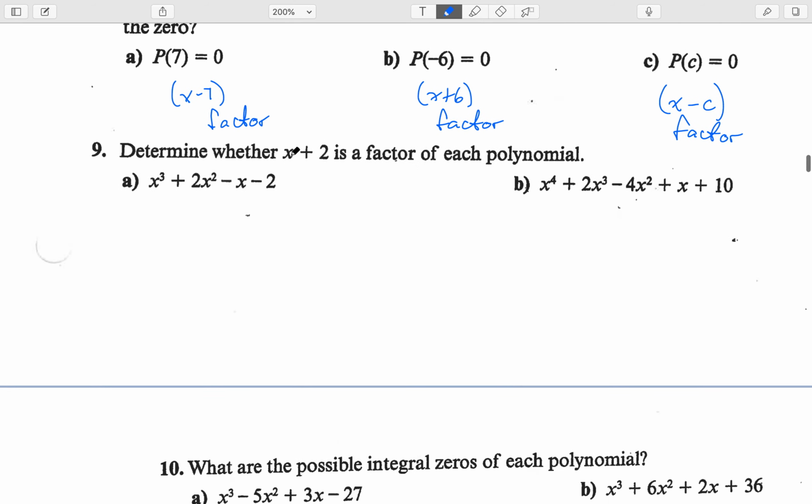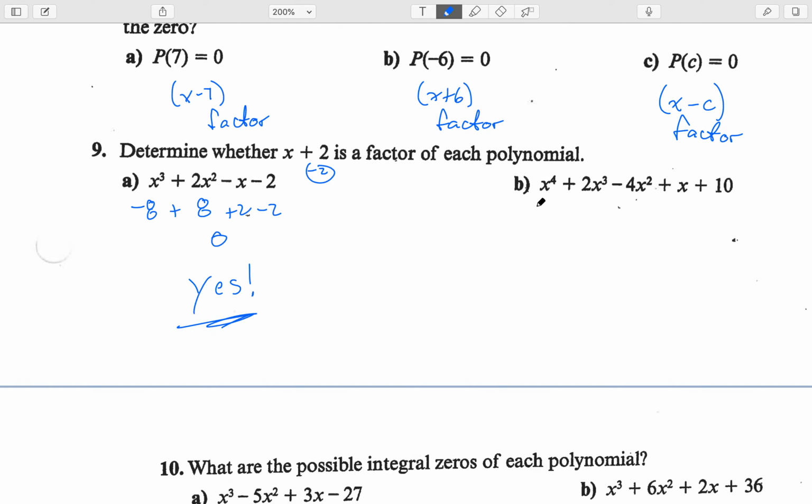So determine whether x plus 2 is a factor. In other words, I'm going to plug in negative 2. Let's plug in negative 2. I get negative 8 plus 2 times 4, which is 8, minus 2, which is plus 2, and then minus 2. 0. Yes, it is a factor.